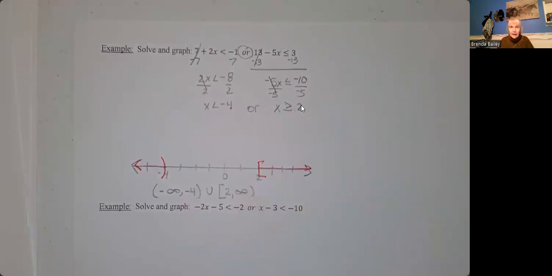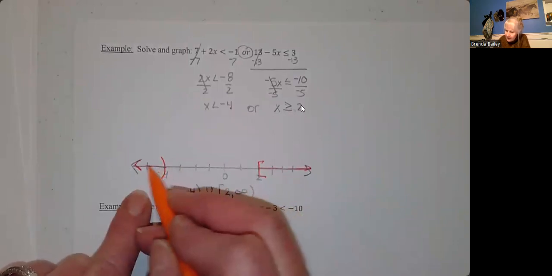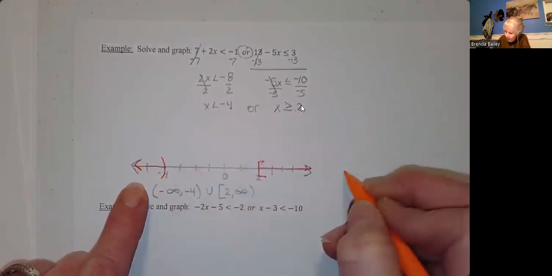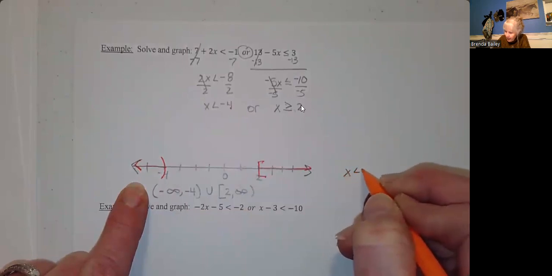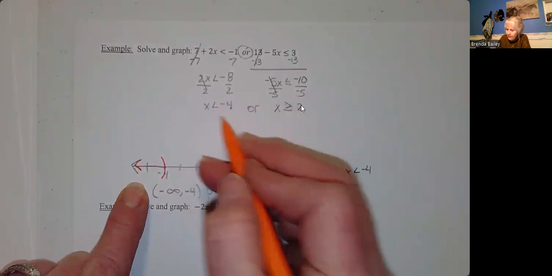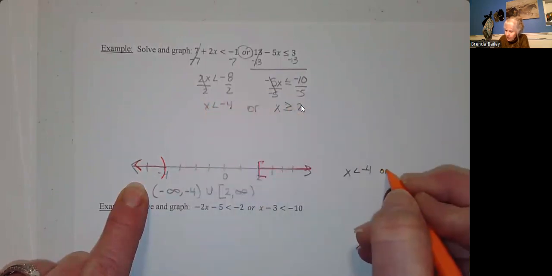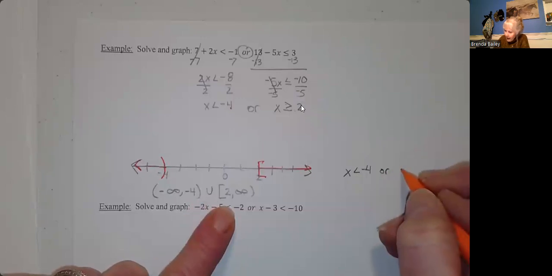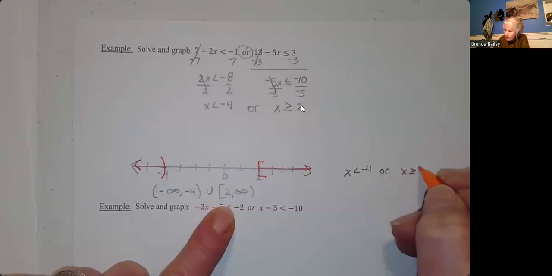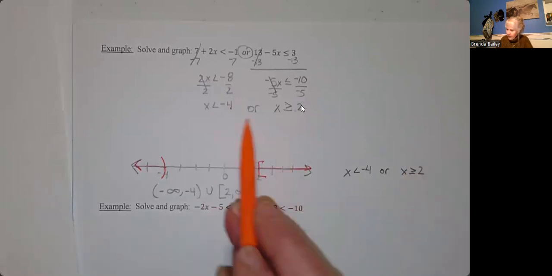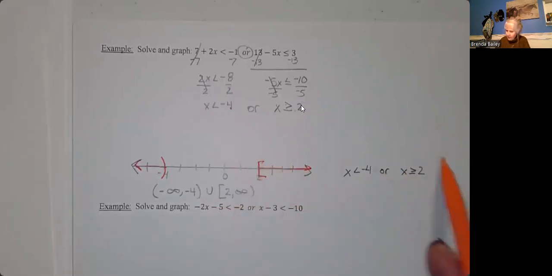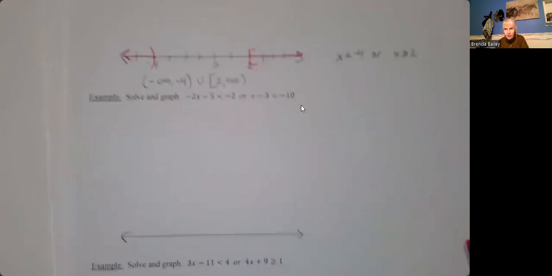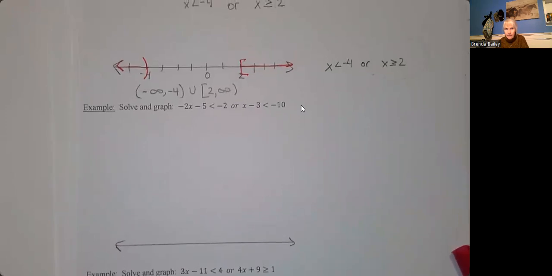Now, if you wanted to write it in set notation, this section is x is less than -4. Or, we don't use the union symbol, we use the word or. x is greater than or equal to 2 for this section. So those are all different ways of writing your solution: graph, interval, and set. All right, let's try another one, an or. I know we go through quite a few examples, but sometimes people struggle. We want to make sure you understand.